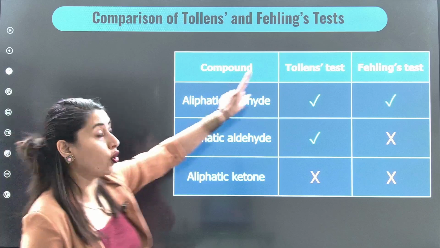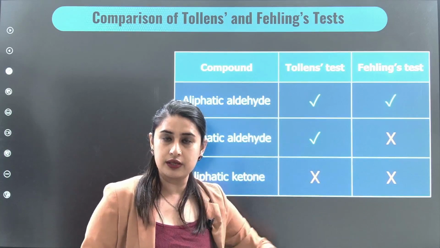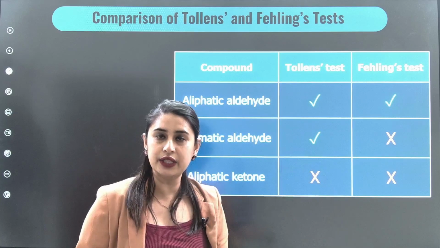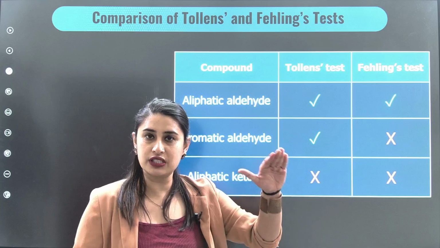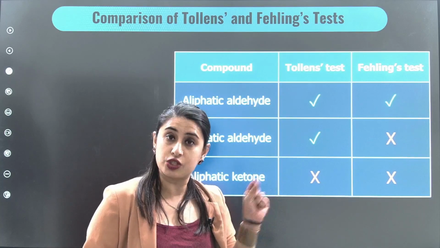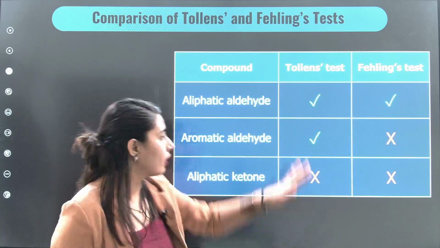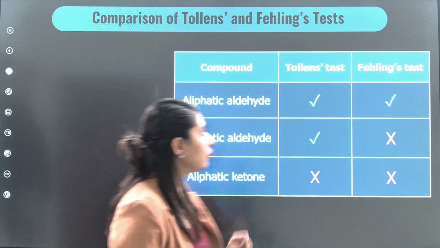Aromatic aldehyde, only Tollens. You will get a silver mirror. The Ag in zero oxidation state will get adhered to the bottom of the test tube. The oxidation state changes when we take the Tollens reagent, [Ag(NH3)2]+. So Ag was in +1 oxidation state going to 0. So positive, but here negative. Aliphatic ketone, none will give.